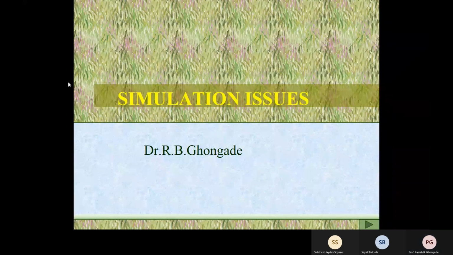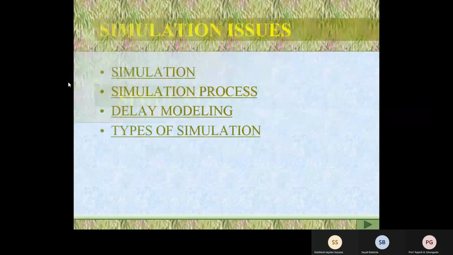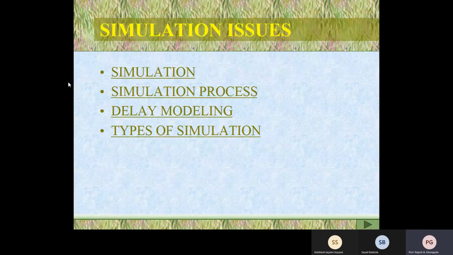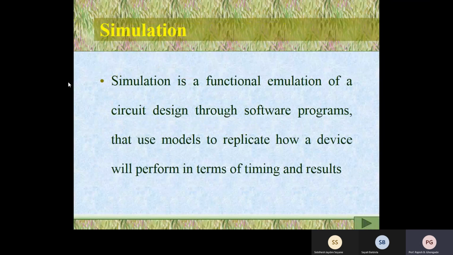Okay. Are you able to see the screen, simulation issues? Yes, sir. It's visible. Okay. So there are various simulation issues, and we'll start with them one by one: the concept of simulation itself, the process of simulation, the delays that are modeled in simulation, and the types of simulation. So simulation is a functional emulation of circuit design through software programs.